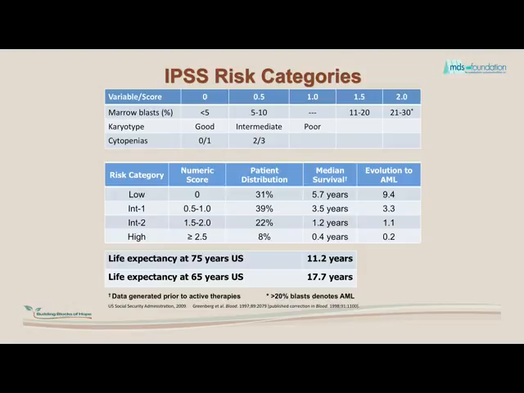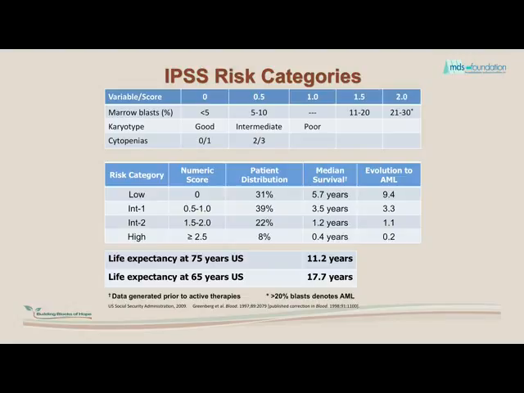Karyotype or chromosome abnormalities are considered to be good if they are normal, if there's loss of the Y chromosome in men, if there is a chromosome 5q deletion, or a deletion of chromosome 20q. Whereas intermediate karyotype would include other abnormalities. Complex chromosome changes, meaning 3 or more abnormalities, or chromosome 7 abnormalities, are considered to be poor risk chromosome abnormalities. The severity of cytopenias that are used for defining IPSS scores are a hemoglobin less than 10, an absolute neutrophil count less than 1,800, and a platelet count less than 100,000.